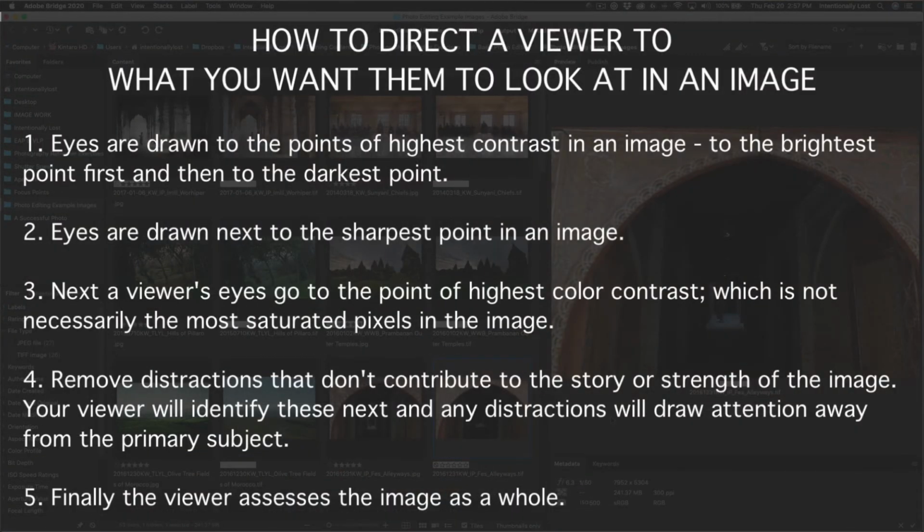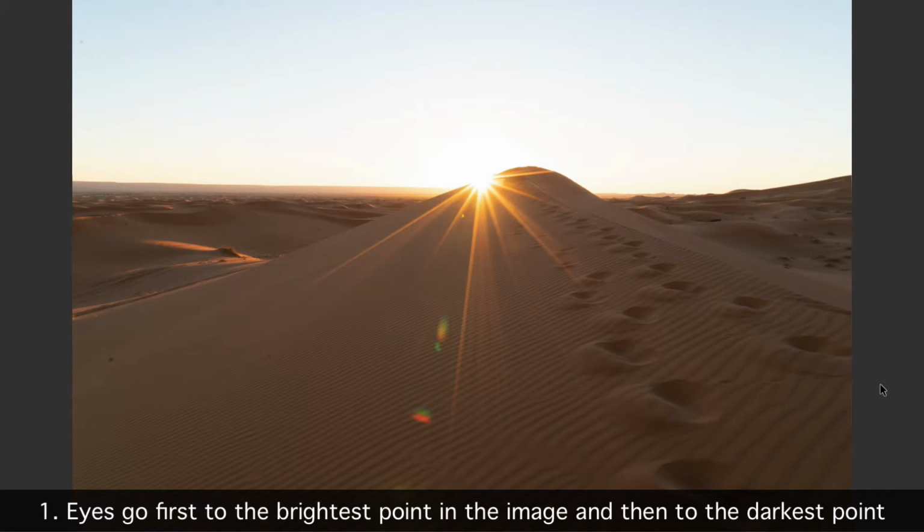Before we continue on with the photo processing steps, I want to touch on a summary here of how to direct a viewer to what you want them to look at in an image. I've got a longer video that's all about directing viewer attention. Here I'm going to just do that by looking at a few example images. So this one, we're looking at the brightest point in the image.